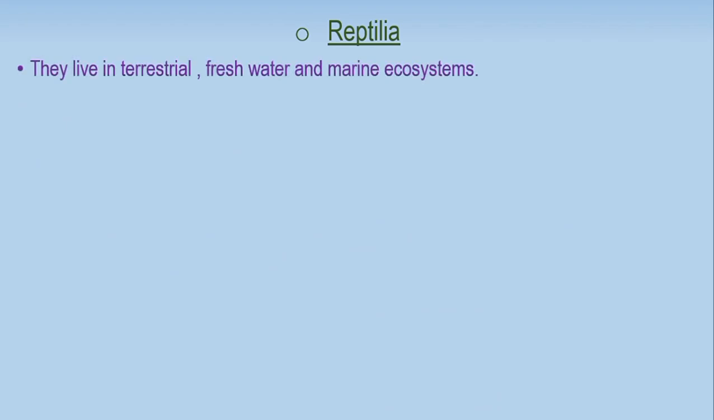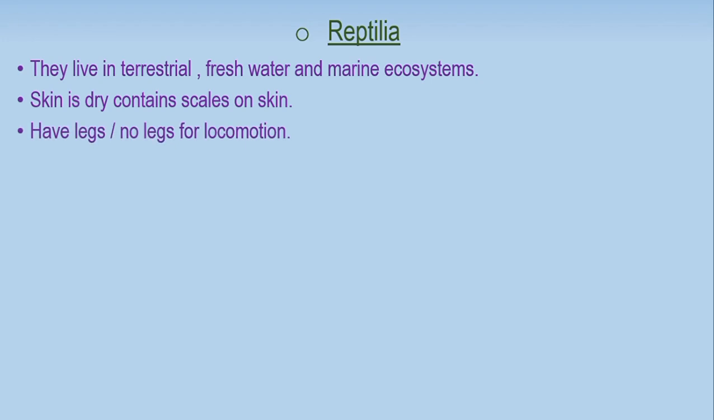reptilia. Reptilians means they live in fresh water, in marine habitats, or in terrestrial environments, right? And they have dry skin, and their skin contains scales also, right? And they have legs, or some of the organisms do not have legs, right? And they also have a three-chambered heart with two atria and one ventricle.